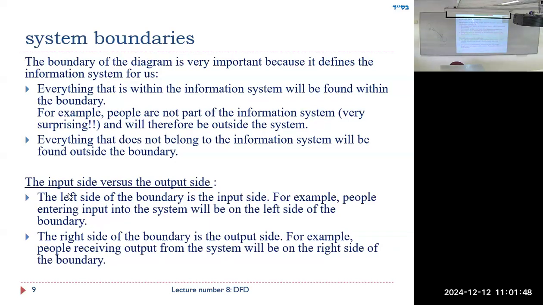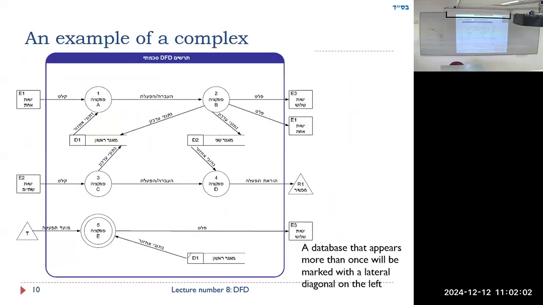There's two sides, the left side and the right side, and they're different. The left side is input to the system, and the right side is output from the system, people who get things from the system. So here's finally, wait a second. Yeah, finally we get to see an example. It doesn't much matter what's written here in Hebrew, but I'll explain to you what is going on.